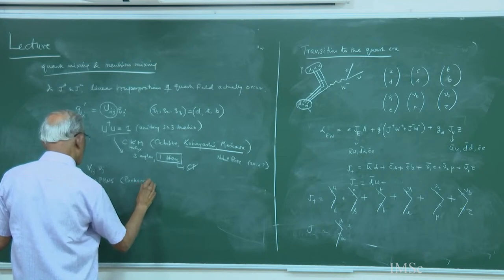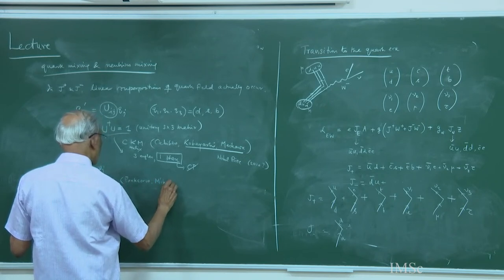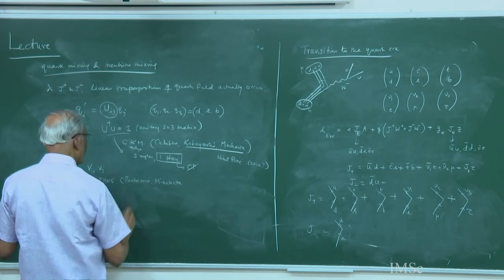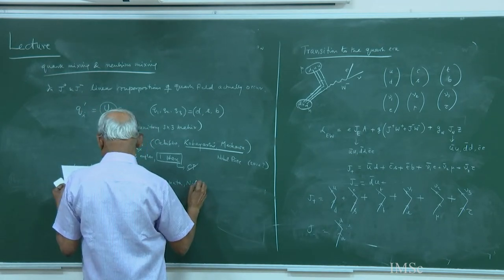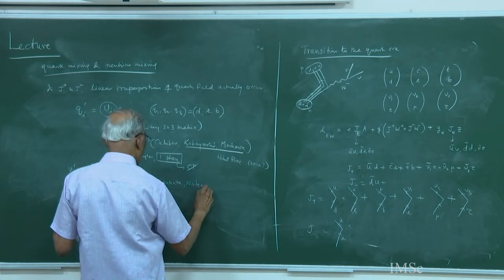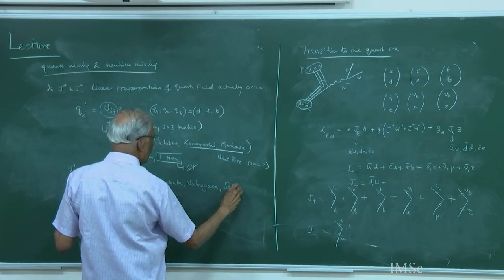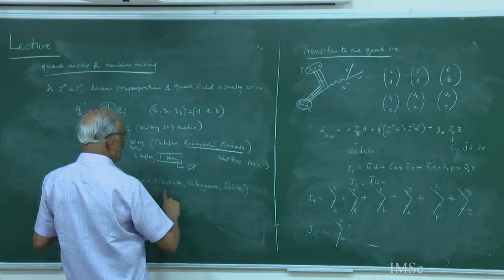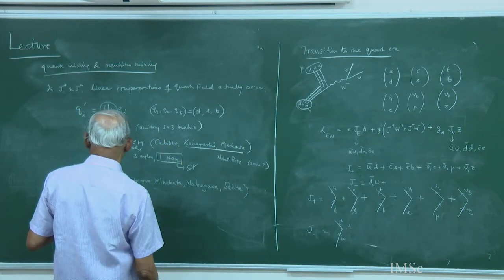Pontecorvo, Maki, Nakagawa, and Sakata, the famous Sakata who introduced the C3 model, the same Sakata. Pontecorvo is not Russian, apparently he's Italian. So here also there is an Italian and Japanese, like Cabibbo and the Japanese. So this is called the PMNS matrix.